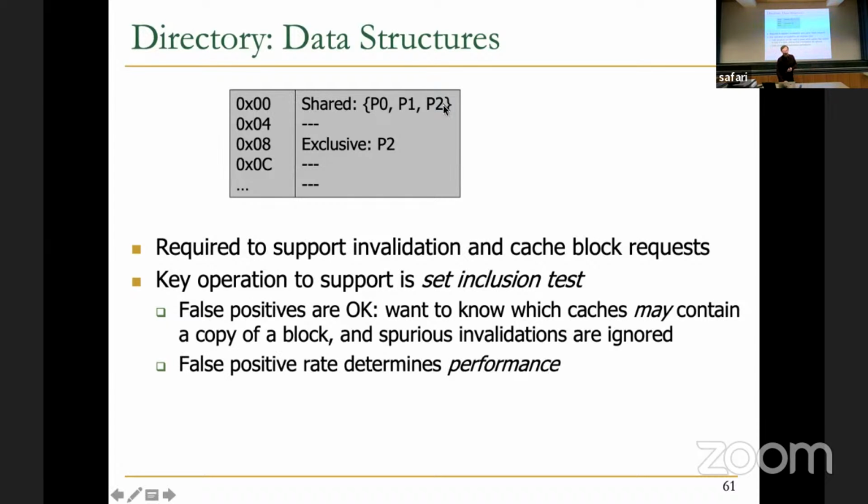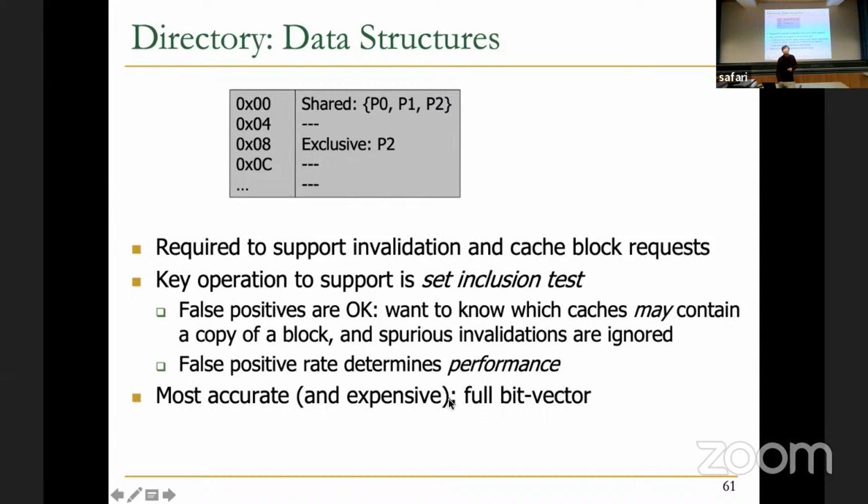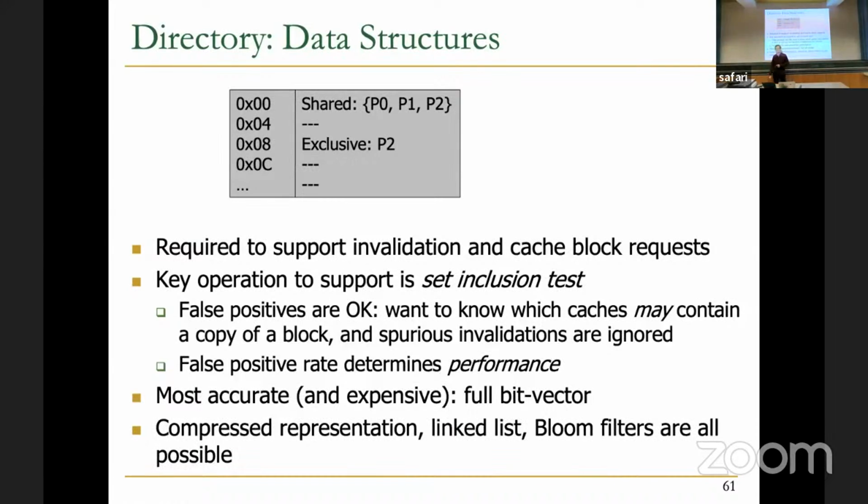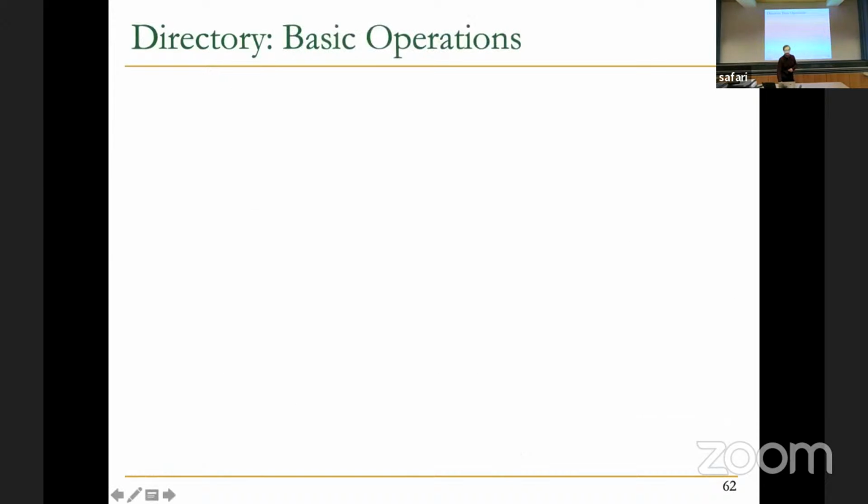So the false positive rate, if you actually use a Bloom filter, for example, as part of your data structure, determines your performance. So the most accurate and expensive is the full bit vector, as we discussed. But again, you can have compressed bit vectors, because a lot of those bit vectors are zeros in the end, because a lot of the caches are much smaller compared to main memory, right? Imagine petabytes of memory versus, I guess, gigabytes of caches in a large-scale system. There's a huge orders of magnitude difference. As a result, a lot of the bit vectors are zeros. So you can compress the representation of the data structures. You can have linked lists, or you can have Bloom filters. You can have many different things.